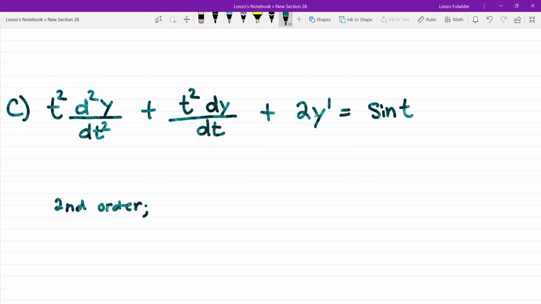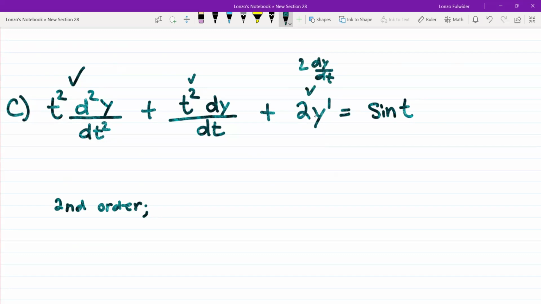Let's look at the first term. This has a t, does not have a y, so you're good. This one is fine because it has a t squared, right? As long as it doesn't have a y in it, you're fine. This one, y prime is the same thing as dy/dt, and it has a 2. So as long as it doesn't have a y in it, you're fine.